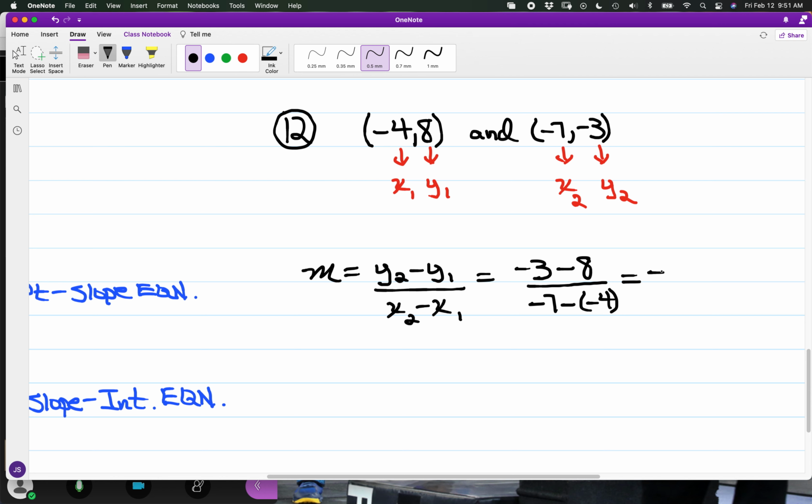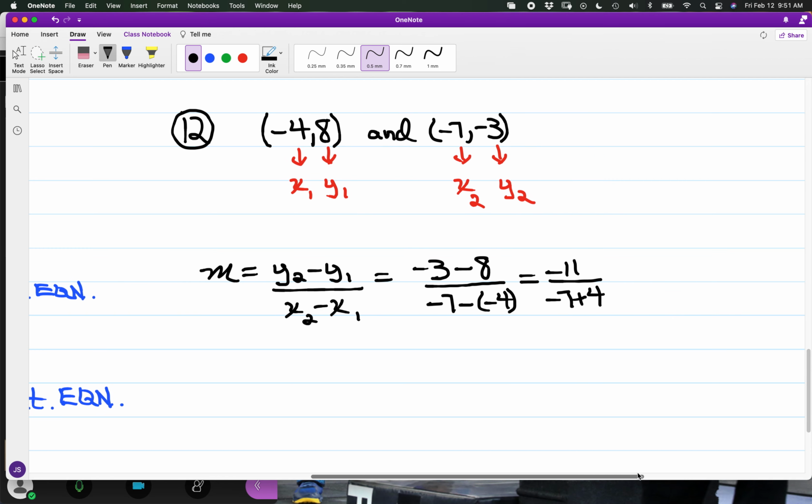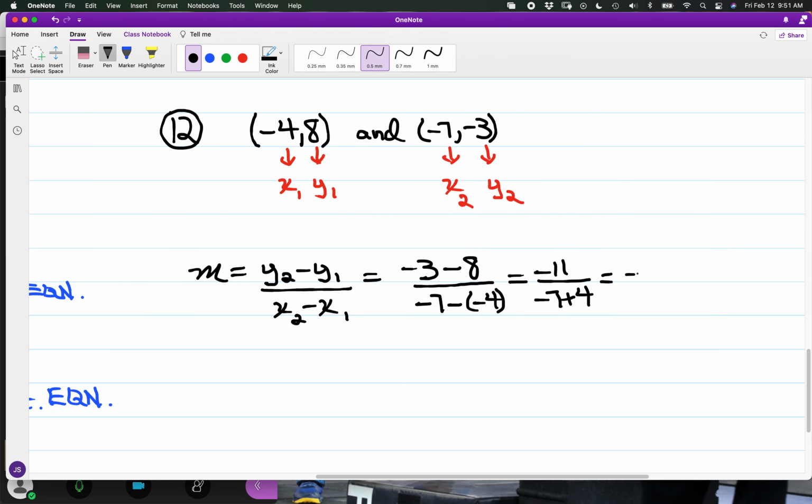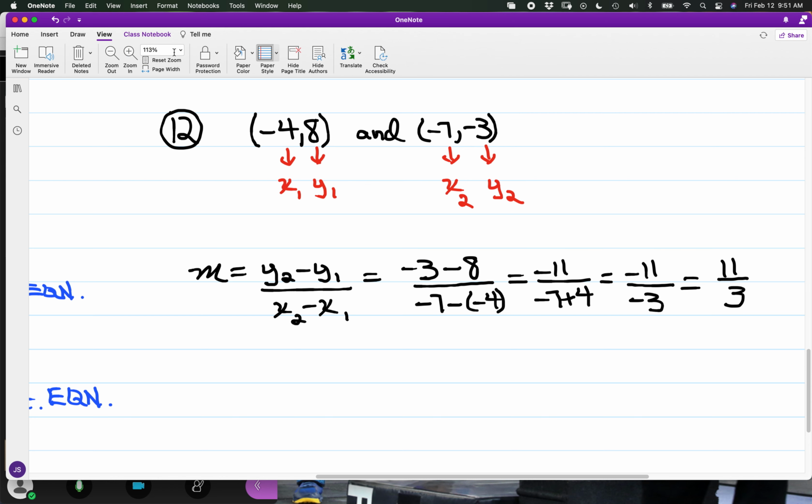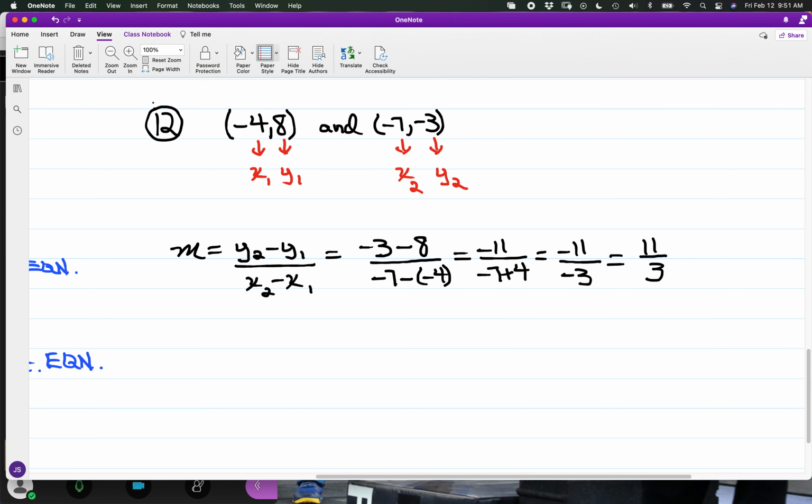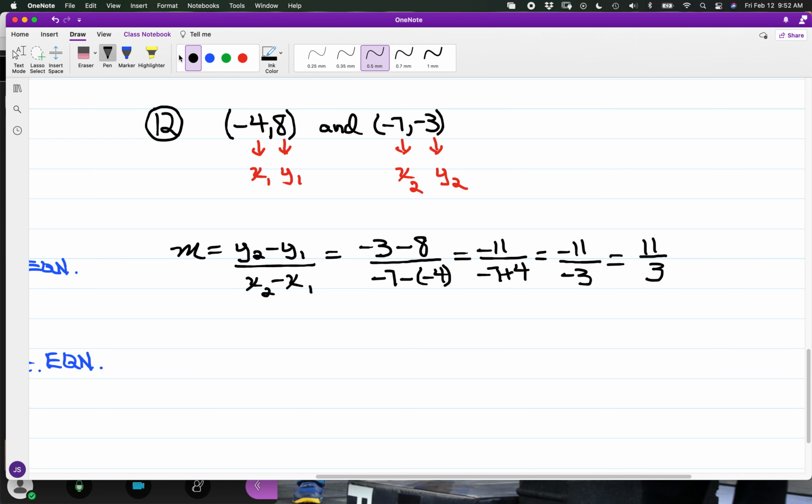Negative 3 minus 8, we have negative 11. And then we have negative 7 plus 4. In the follow through, we have negative 11 over negative 7 plus 4, which is negative 3. And now we have the negatives to cancel out, and so we are left with 11/3 for the slope. So we have a non-integer value for the slope. And now for the next phase, you can choose either of these 2 points in the point slope equation setup.